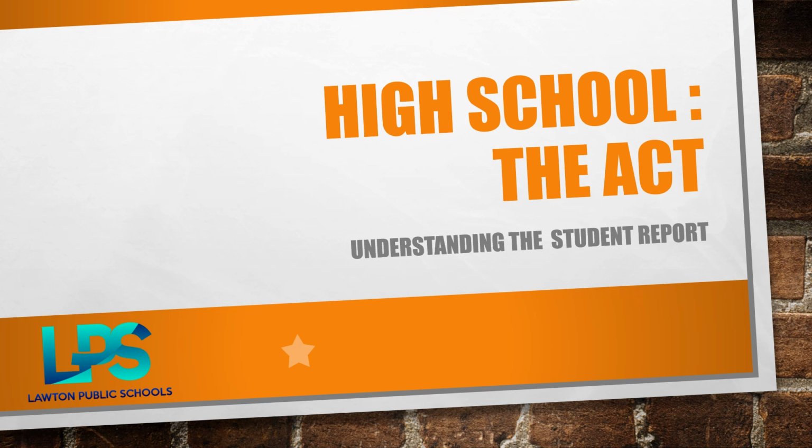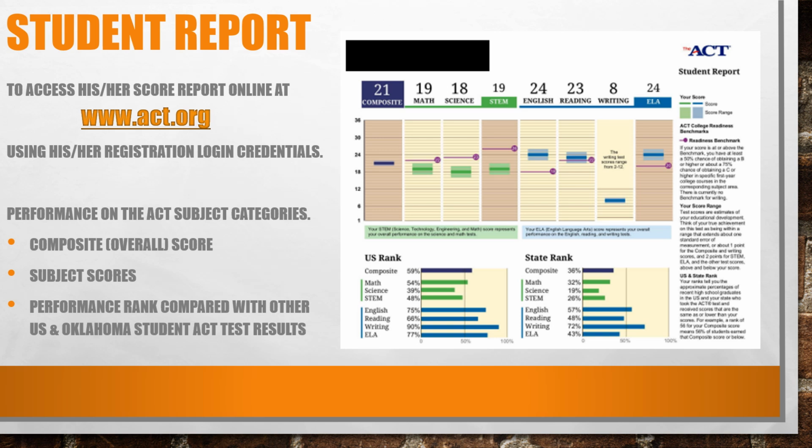The first will provide a brief overview on how to use and understand the ACT student report to monitor your child's progress. After taking the ACT, your child will be able to access his or her score report online at www.act.org using his or her registration login credentials. The top section of the student report provides an overview of your child's performance on the ACT subject categories, including the composite or overall score, subject scores, and performance rank compared with other U.S. and Oklahoma student ACT test results.